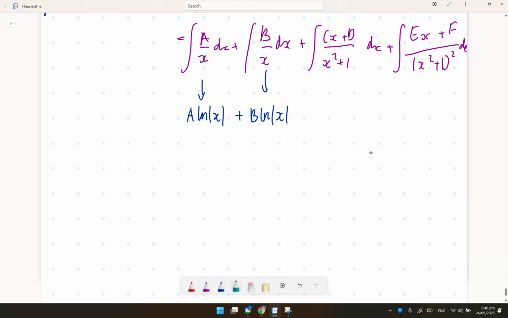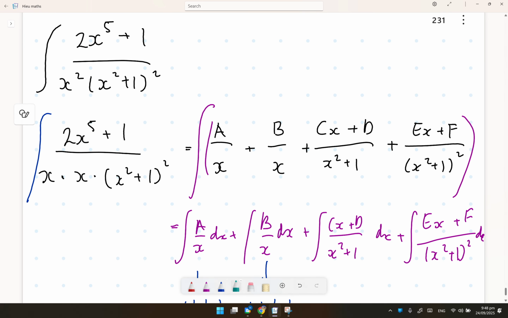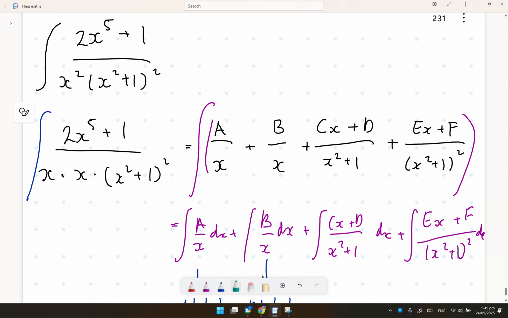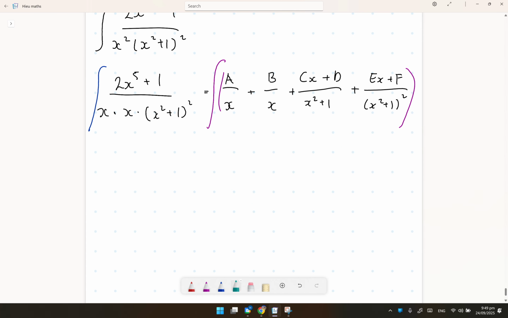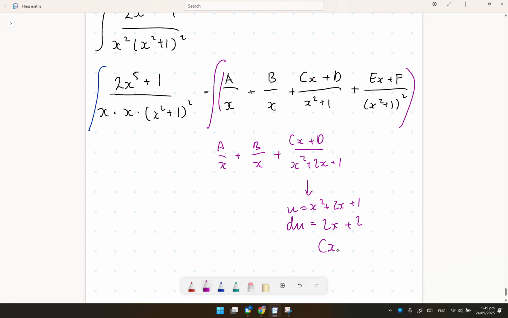That's the reason why we want to set this equation in a way that is convenient for us. And let's say that instead of this, you had a over x plus b over x, but instead of x squared plus 1, you have x squared plus 2x plus 1. We still use cx plus d, because if we take u equals x squared plus 2x plus 1, du is simply 2x plus 2, in the same form as cx plus d.